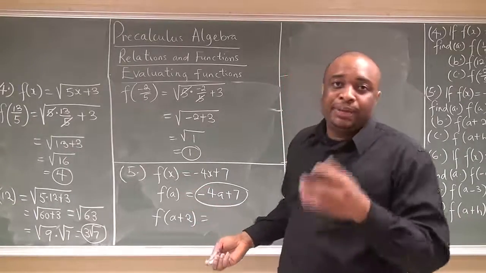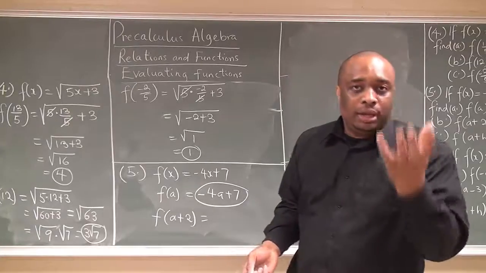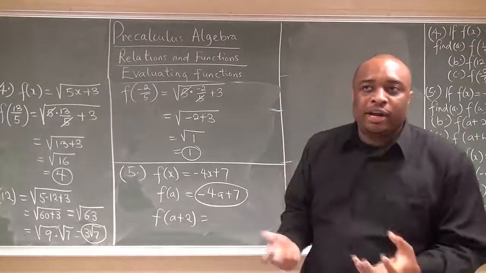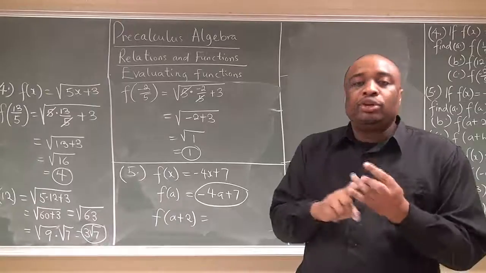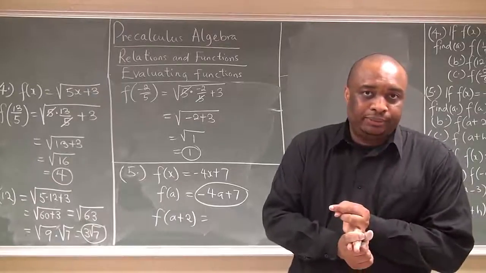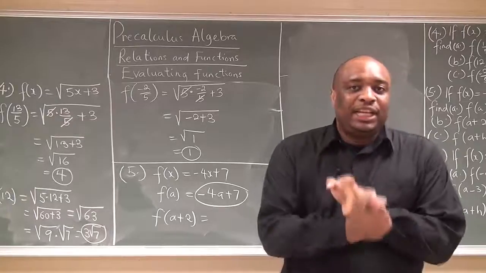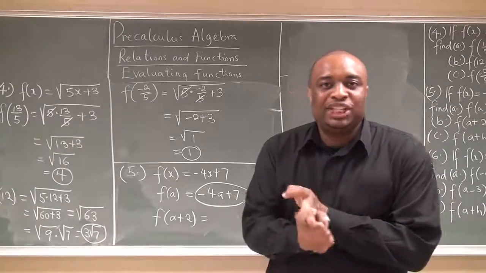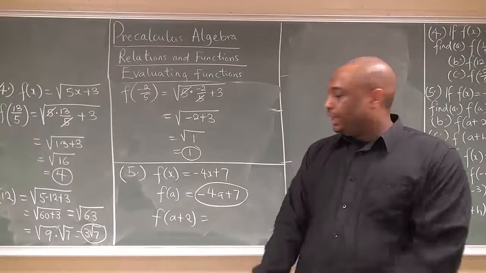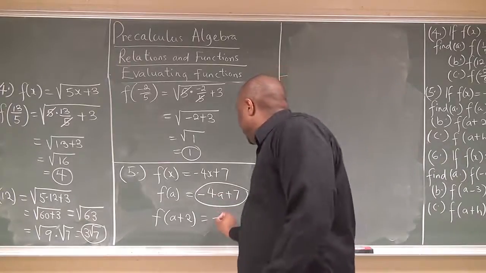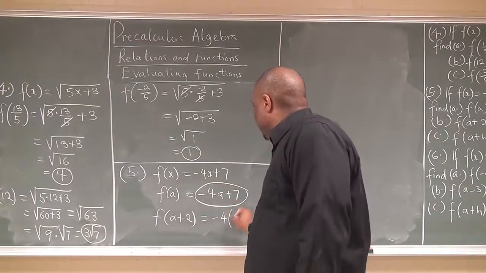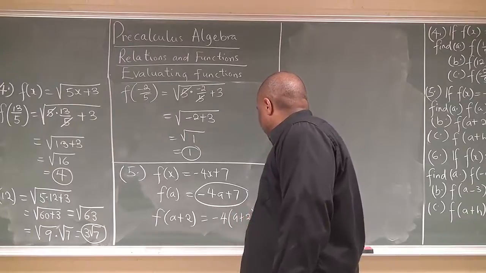Okay, now you've got to be careful with your operations. You need to know the order of operations. You need to know distributive property. You need to know your signs. Multiplication, division, addition and subtraction. You need to know that. So this is negative 4 times a plus 2 plus 7.